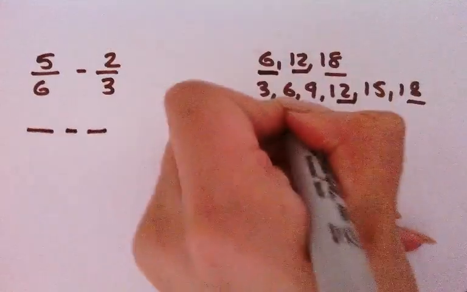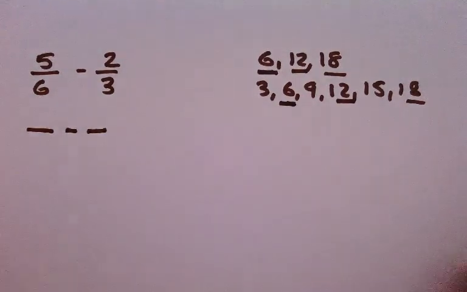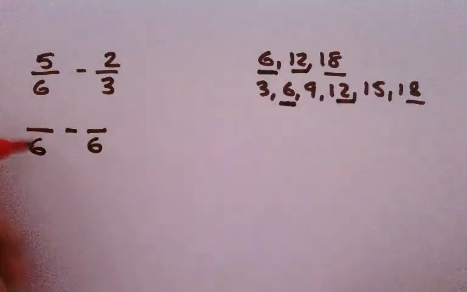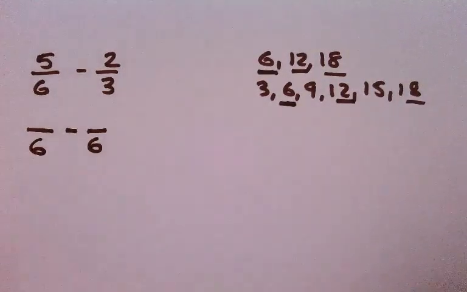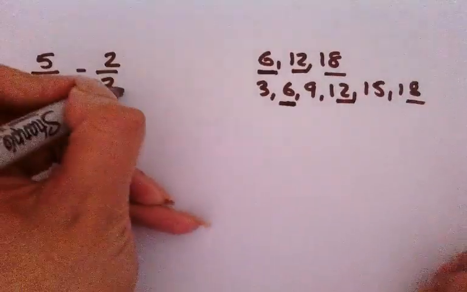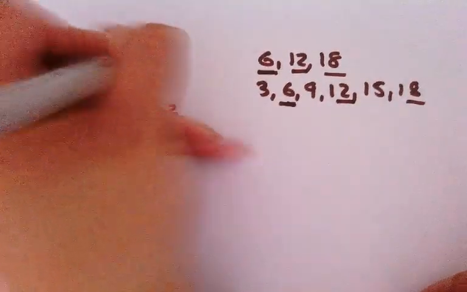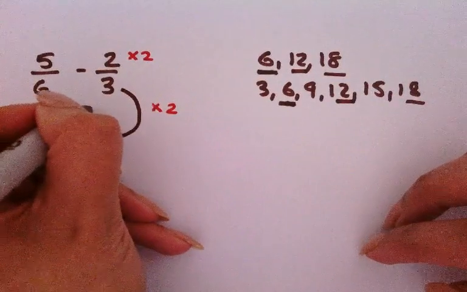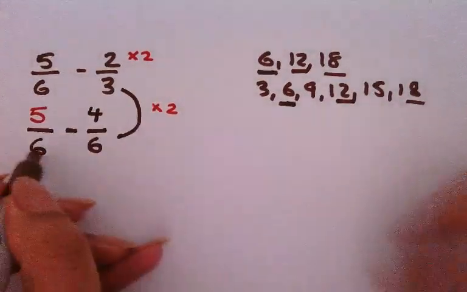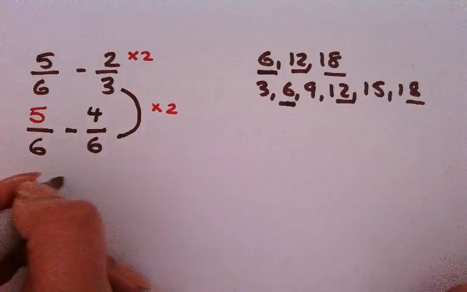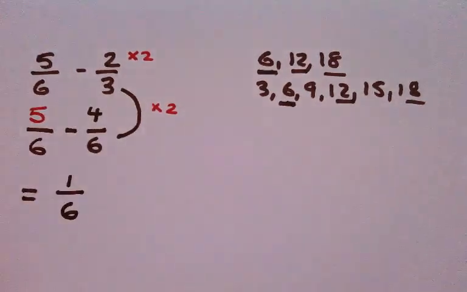But actually I'm going to use 6. 6 is going to make life easier. So how do I get from 6 to 6? Actually, I don't need to do anything to this. I could times it by 1, but actually, because it's already out of 6, I can just write that fraction. And then, how do I get from 3 to 6? Times by 2. So I need to times the numerator by 2. So that ends up being 4. Denominators are now the same, so I can do 5 minus 4, which is 1 over 6. And that's my answer.